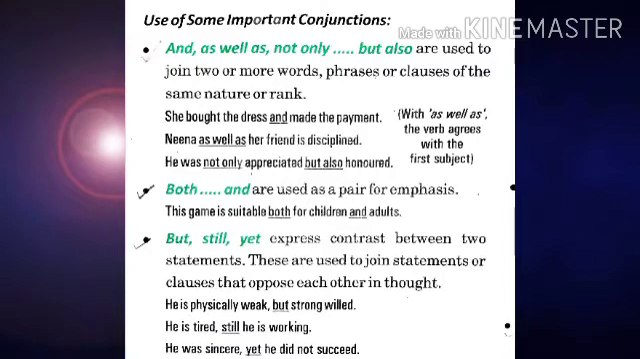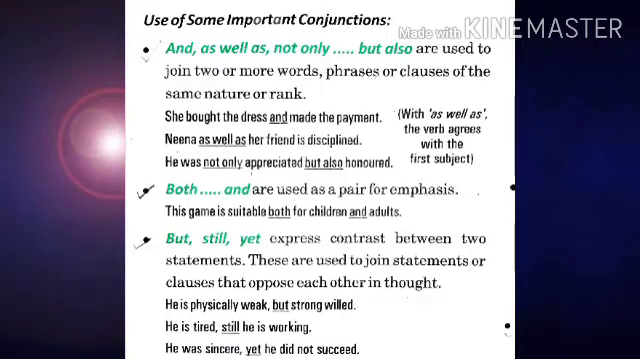For example, she bought the dress and made the payment. Now, Nina as well as her friend is disciplined. When you talk about Nina and her friend, you cannot use two sentences here. It would not be appropriate. If you say Nina is disciplined, full stop. Her friend is disciplined. Rather than doing that, you can simply write Nina as well as her friend is disciplined. We also use both and as a pair for emphasis. This game is suitable both for children and adults.